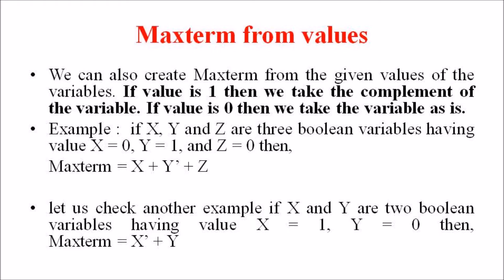For example, if x, y and z are the three Boolean variables having the values x equal to 0, y equal to 1 and z equal to 0, then the max term will be x plus y complement plus z. Here y is 1, so its complement is taken, and x and z are 0, so they are taken as is. Let us check another example. If x and y are two Boolean variables having the values x equal to 1, y equal to 0, then the max term representation will be x complement plus y.